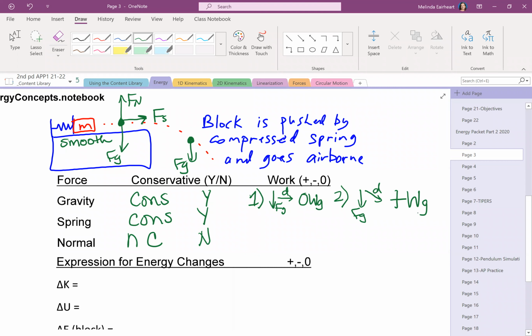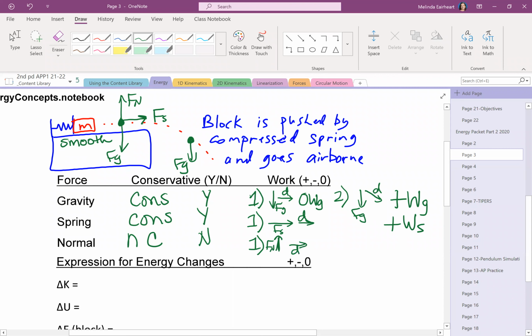What about the spring? Well, only when it's in contact. So it's only part one, if you will. The spring is pushing to the right, and it's moving to the right when it's on the tabletop. And so the spring is going to do positive work. Normal is only when it's on the tabletop, so part one again. Normal is pushing perpendicular to the surface by definition. The motion is parallel to the surface. Is normal doing any work? No. So the final answer is positive, positive, zero. Everybody good?